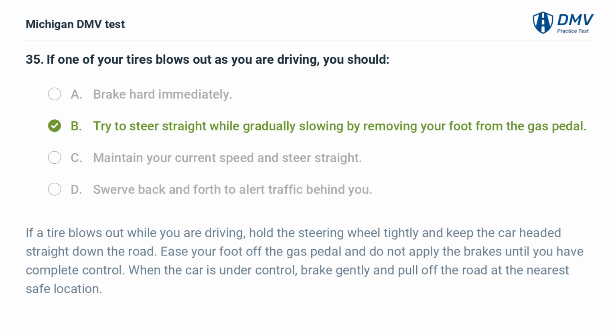B. Try to steer straight while gradually slowing by removing your foot from the gas pedal. If a tire blows out while you are driving, hold the steering wheel tightly and keep the car headed straight down the road. Ease your foot off the gas pedal and do not apply the brakes until you have complete control. When the car is under control, brake gently and pull off the road at the nearest safe location.